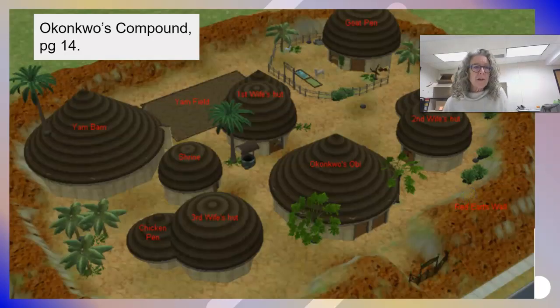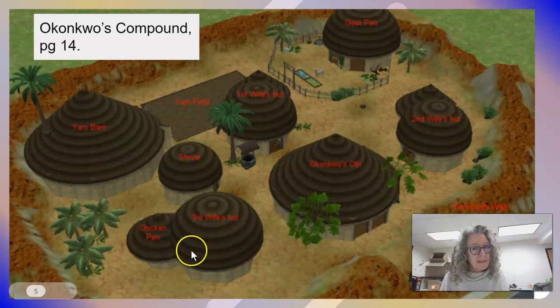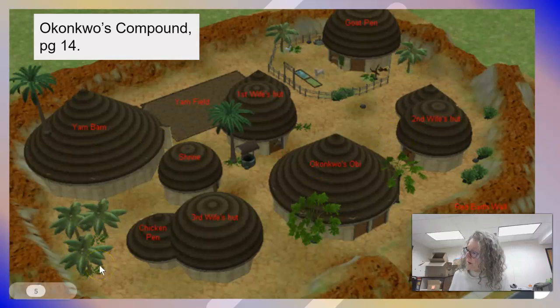Then you see here a picture of Okonkwo's compound that I have told you. There's a description of it on page 14. Here's kind of a visual. You can see Obi is the name for hut. Here's Okonkwo's hut. Then each of his wives have their own hut, which they have with their own family. You see the yam barn is quite big. You see a yam field. You see they have goats. All of this is described a little bit, and you see the clay wall around it on page 14.